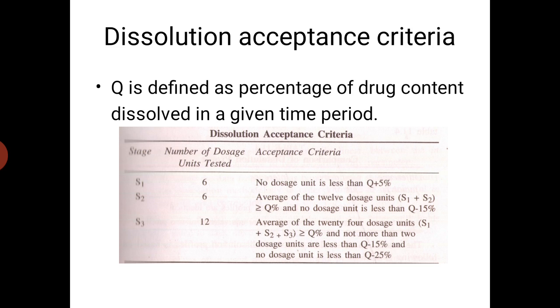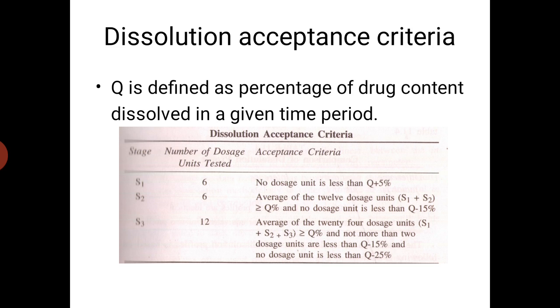Q value is a value mentioning the percentage of drug dissolved at a specific period of time. For example, for a particular drug molecule, Q value is 80% in 30 minutes. Some drugs it will be 90% in 25 minutes. This means that in the 25th minute, it must dissolve a minimum of 90%. It can go beyond 90%, but it should not be less than 90%.